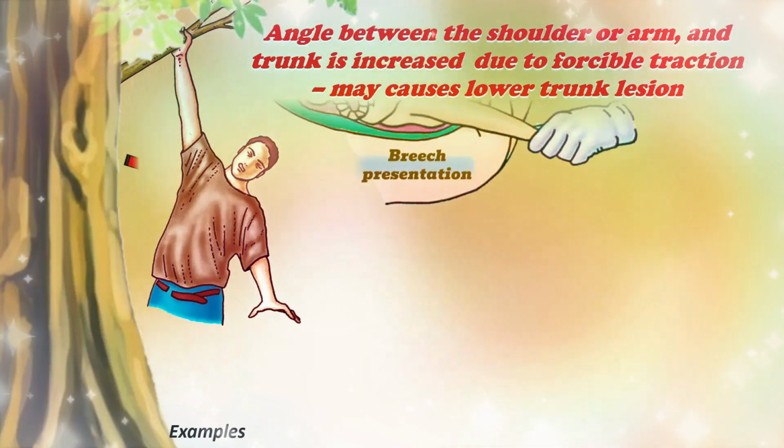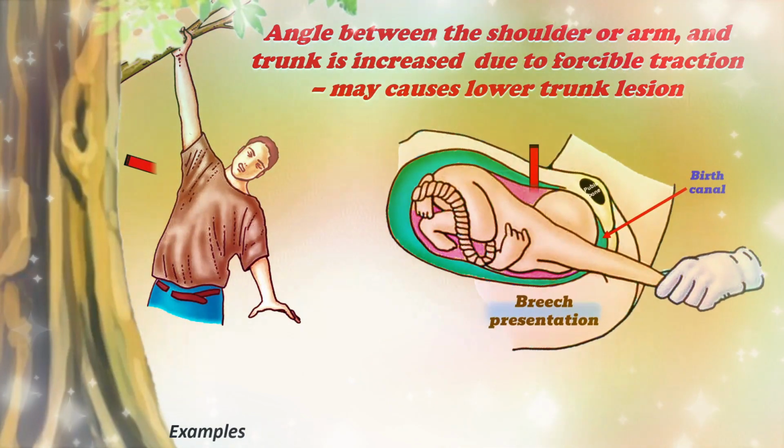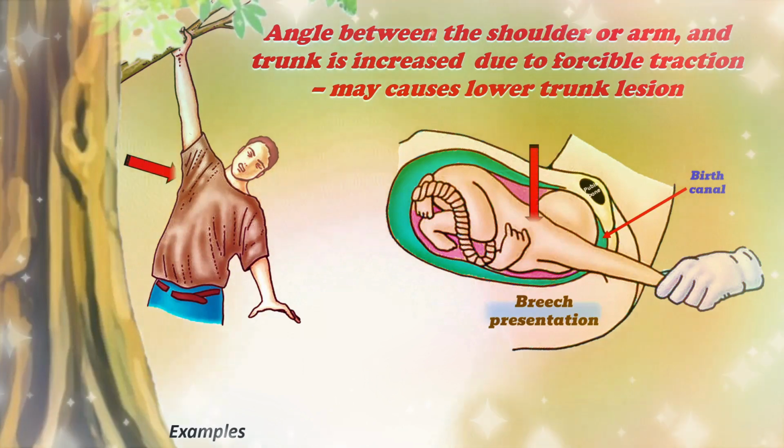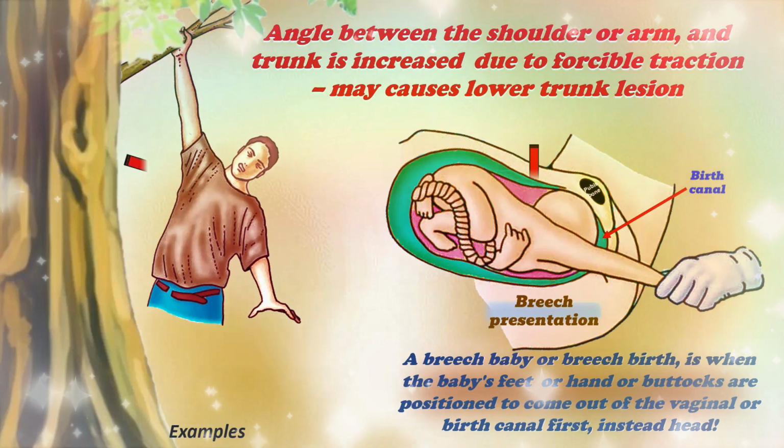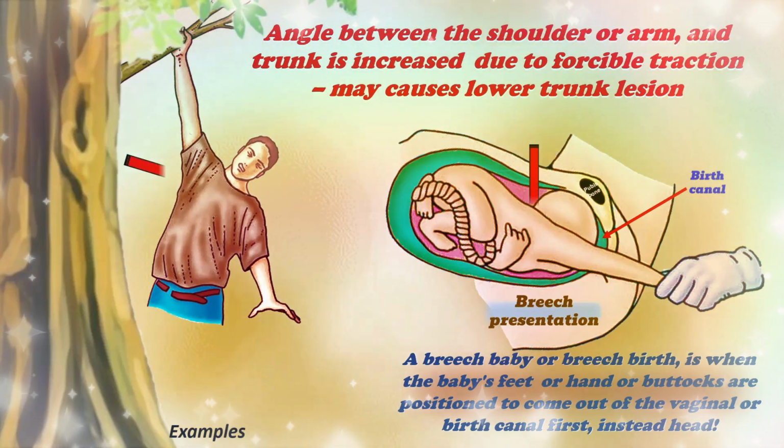Similarly, when a baby is born vaginally breech, its feet, hand, or buttock are placed to come out of the birth canal before its head. The angle between the shoulder and trunk may get bigger because the hands are being pulled on.